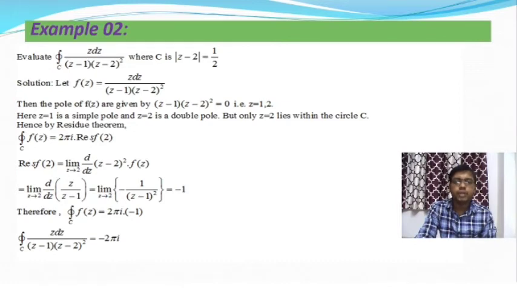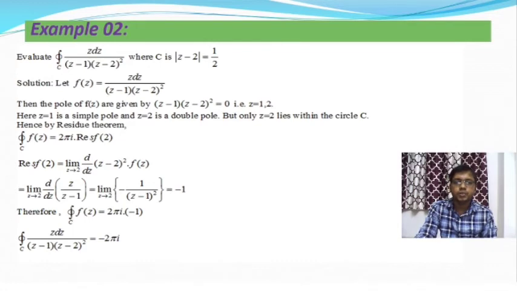First of all, we are going to find the poles of the function, and the poles are found from the denominator. If the denominator is 0, from this we will find the value of z. From the first factor we get z is equal to 1, and from the second factor we get z is equal to 2. So z is equal to 1 is a simple pole, and z is equal to 2 is a pole of order 2. That means a double pole at z is equal to 2.